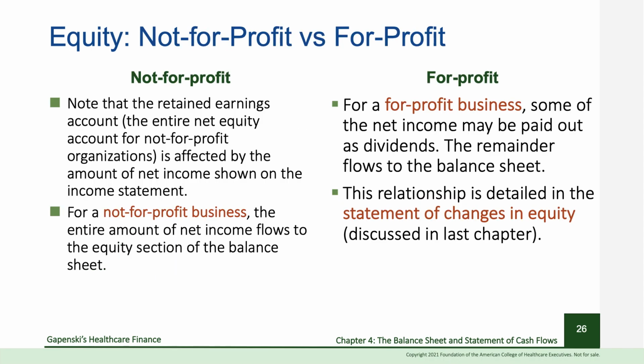So note that the retained earnings account, or the entire net equity account for not-for-profit organizations, is affected by the amount of net income shown on the income statement. For a not-for-profit business, the entire amount of net income flows to the equity section of the balance sheet. Remember, we talked about the statement of equity when we were talking about the income statement chapter. For a for-profit business, some of the net income may be paid out as dividends, and whatever remains after paying out the dividends flows to the balance sheet. And that is how the statement of equity for the for-profit looks. This relationship is detailed in the statement of changes in equity.